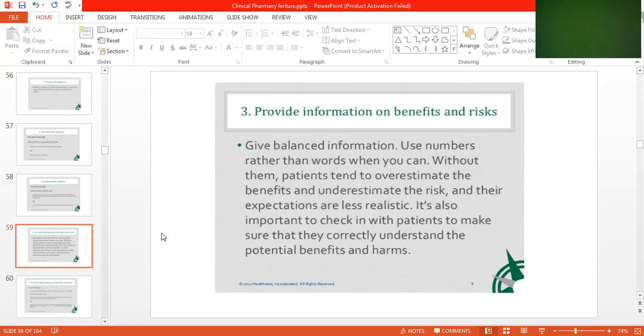So what you have to do? You have to use numbers. The drug has got 80% benefit, but 20% risk is there. So you have used numbers. It's also important to check in with patients to make sure that they correctly understand potential benefit and harm. Means the patient should tell you that now I have understood what the benefits of this treatment are and what the risks with this treatment are.